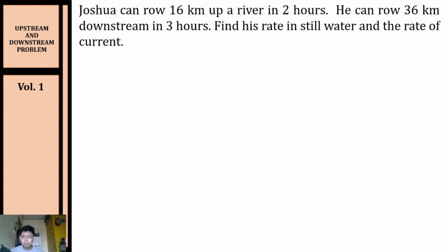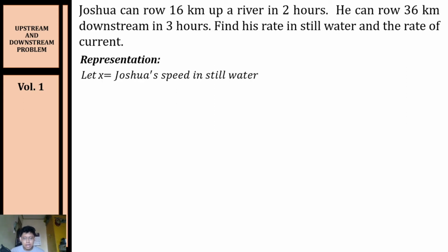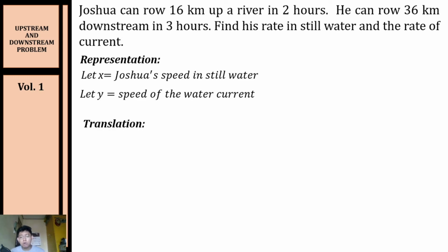So in this word problem, we are looking for two things: Joshua's rate in still water and the rate of the water current. So we're going to have a representation of Joshua's speed in still water and the speed of the water current. Let x be equal to Joshua's speed in still water and let y be equal to the speed of the water current. Let's translate our word problem to a system of equations.